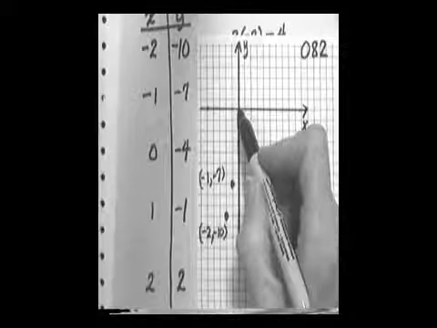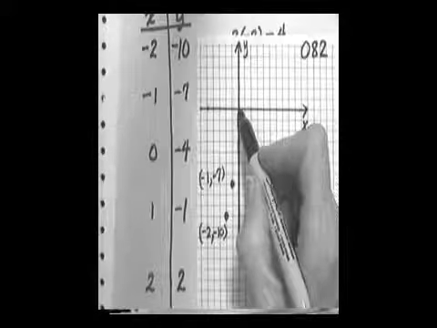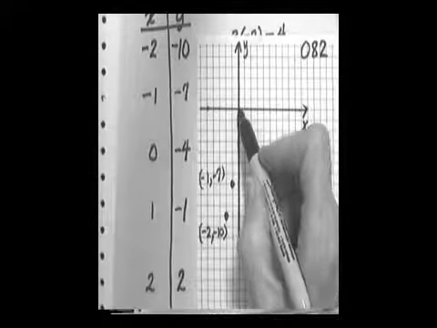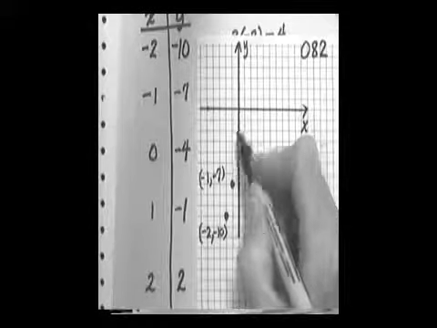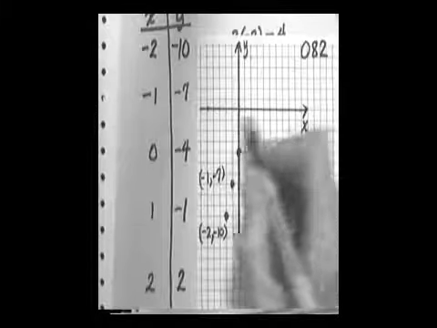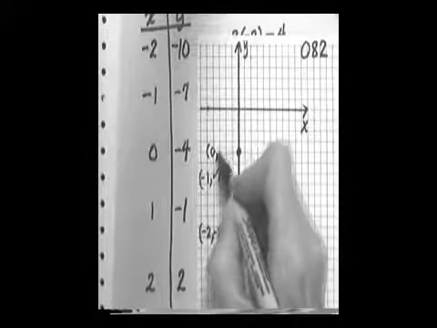Next I have 0, -4. This means we start at the origin, go 0 horizontally, and down 4 vertically. 1, 2, 3, 4. And so here's the point, 0, -4.